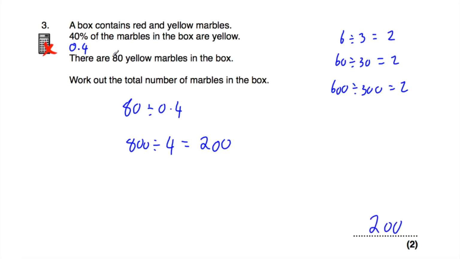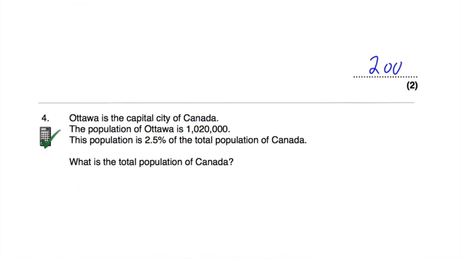And that's it. So in this question, we know that 40% of the marbles were yellow. So we know that the multiplier would be 0.4. That's how we find 40% of something. And then we know there's 80 yellow marbles. So if we do 80 divided by 0.4, we get 200. And that's how many marbles were in the box to begin with. And in terms of this question, I probably would have used that first approach, but this approach would have worked as well. Okay, let's look at our next question, question number 4.